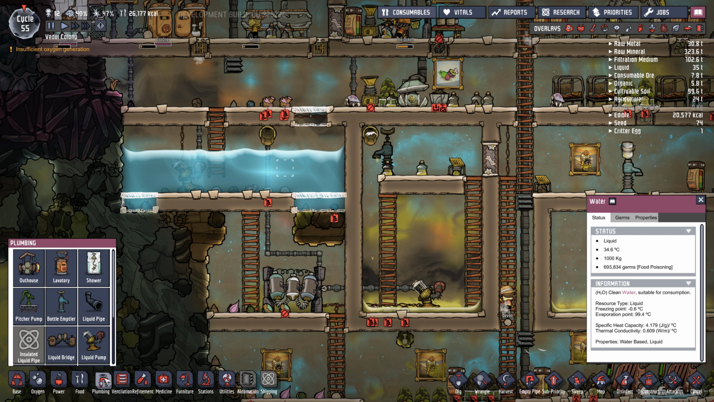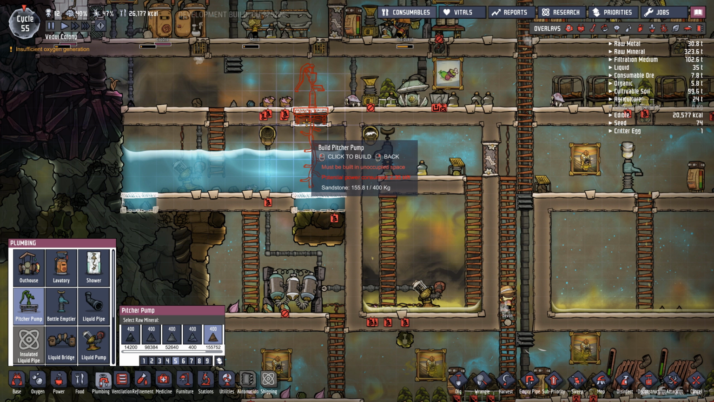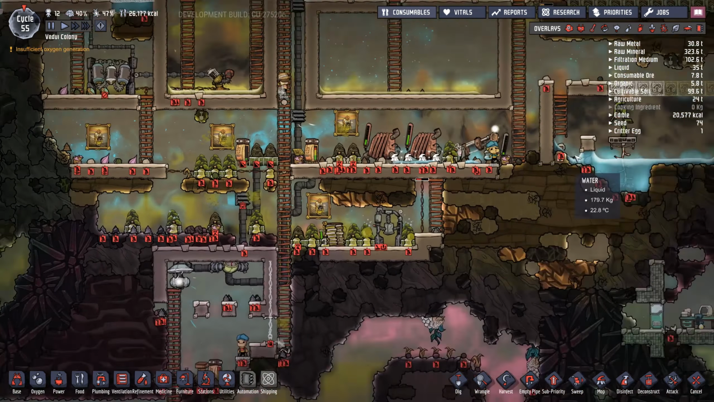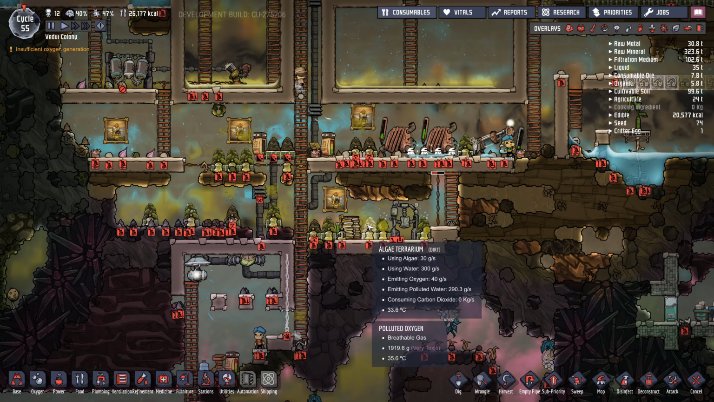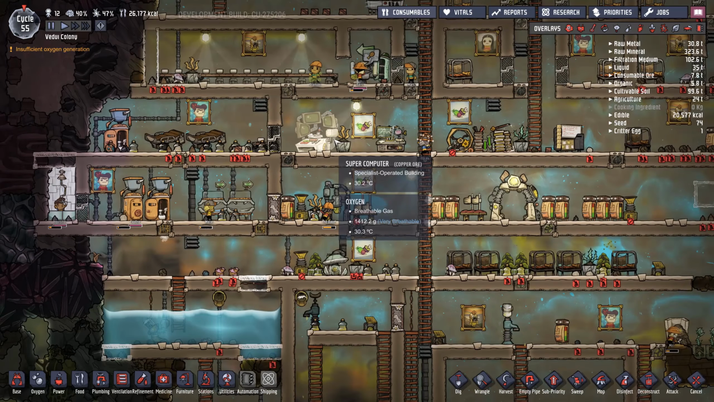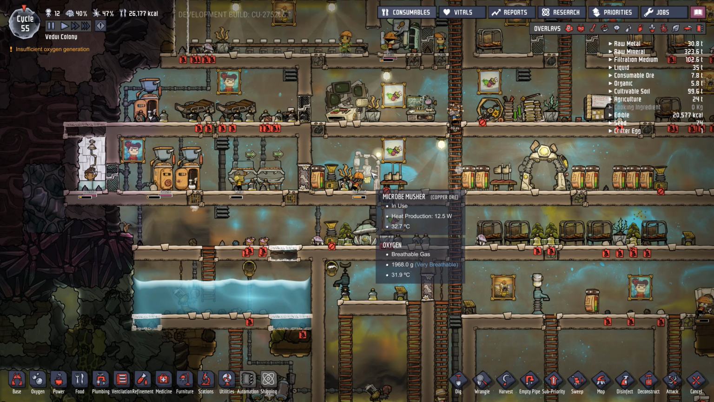The second thing I did wrong, this was bad. I had a pitcher pump here, if you remember last time. So I thought, this one is going to build up because you get more normal water than you put into it. So I thought, why not just empty it? I use that for my farming, for the algae terrariums. I use it for the micro musher and the computer and everything. That was not good at all.